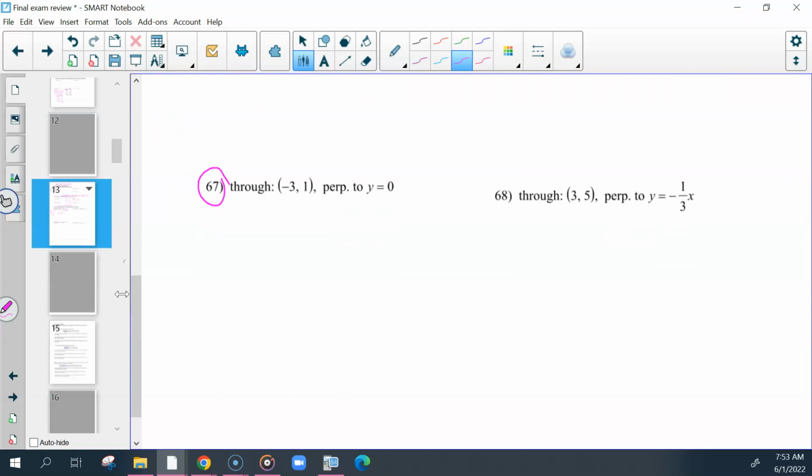67 is similar, except now we need it to be perpendicular to this. I'm going to write the box one more time. If this is a y equals, the slope of this line is 0. But we need something that's perpendicular to that. So if it's perpendicular, the opposite would be undefined.